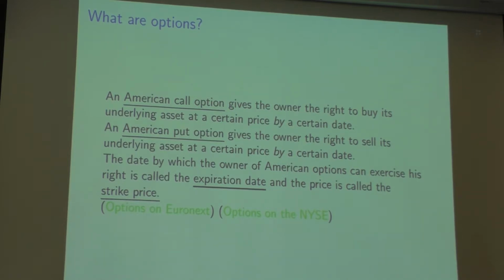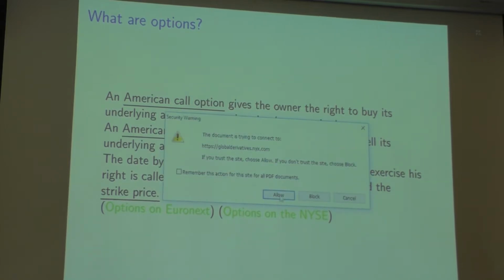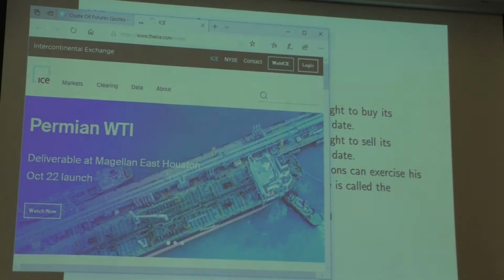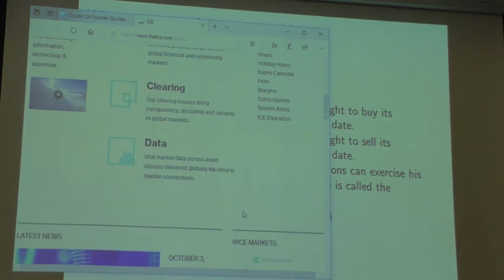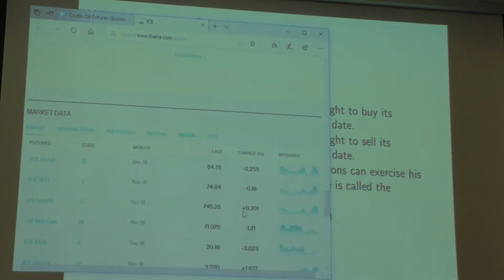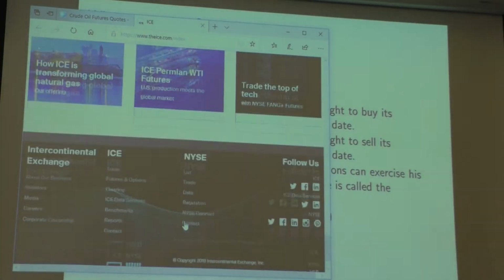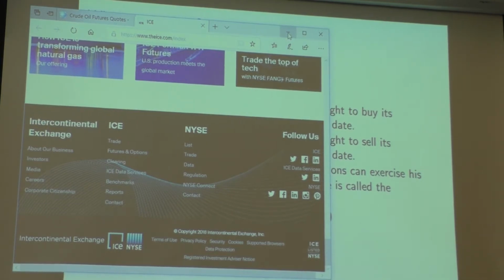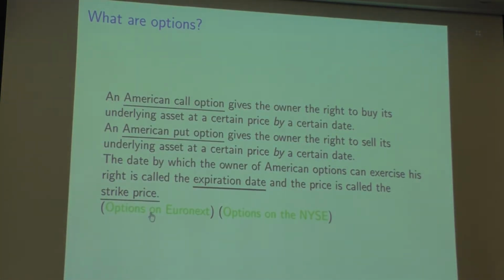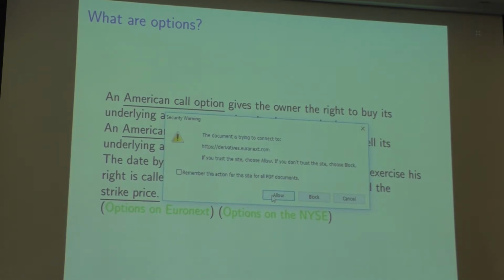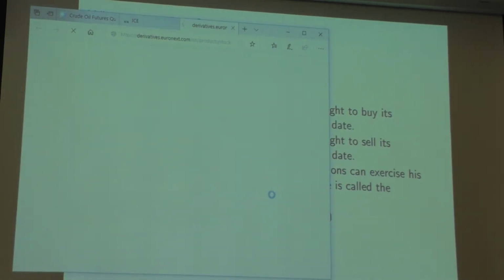Now let me show you some examples of options. Let's go here. Let's go to New York. This links, here it is, right. So what am I seeing here? No, that's not what I want. These links keep changing all the time. Let's try Euronext. Please, please, do something.